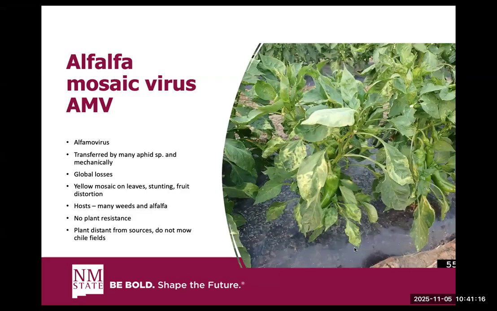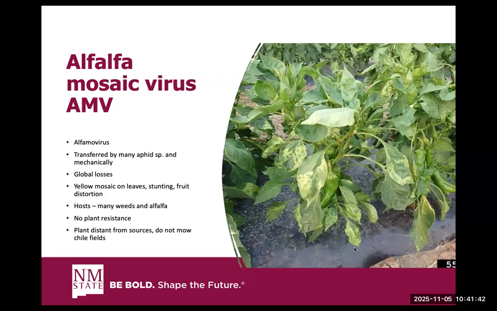Really, what you're left with is planting this far away from sources. That is, don't plant your chili right next to an alfalfa field. Chances are you're only going to get it on the plants that are closest to the alfalfa field, but moving it slightly further away will fix the problem. And the other thing is, don't mow your chili field.